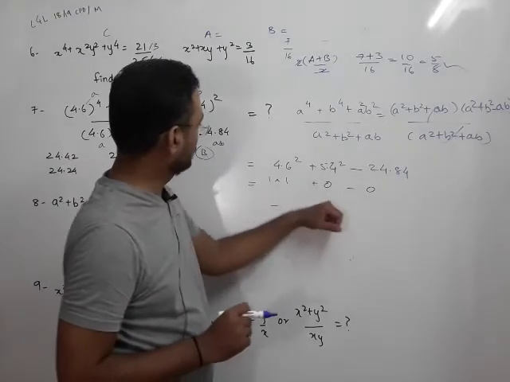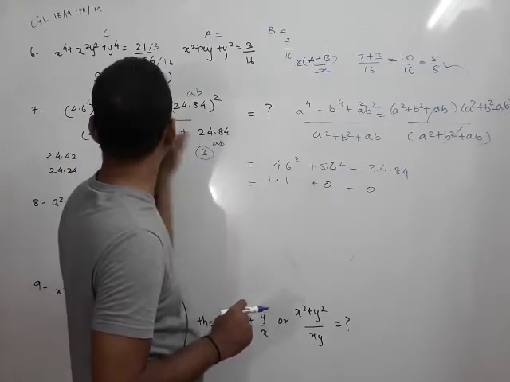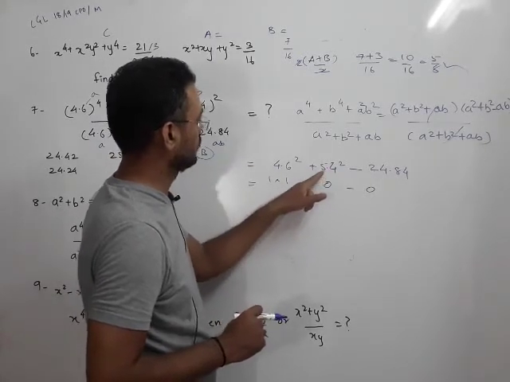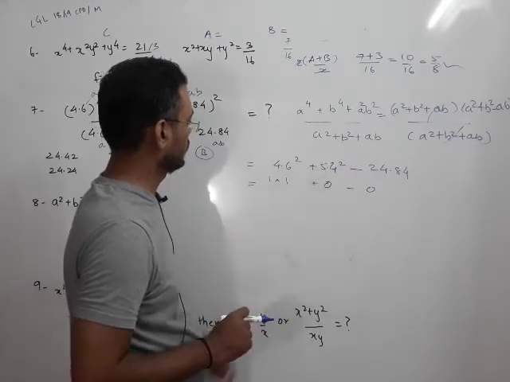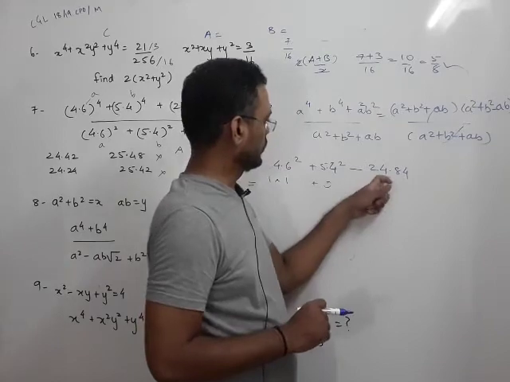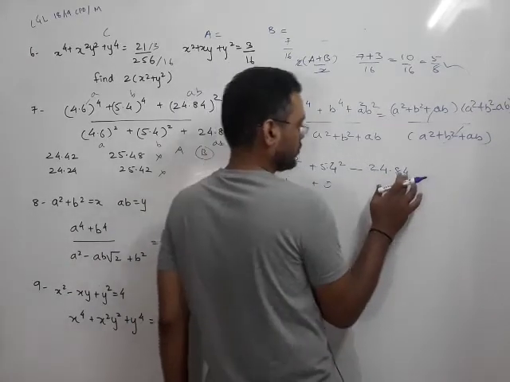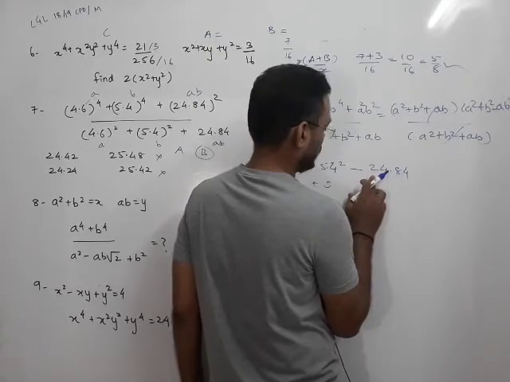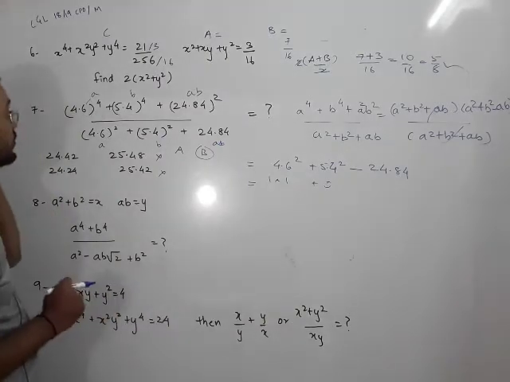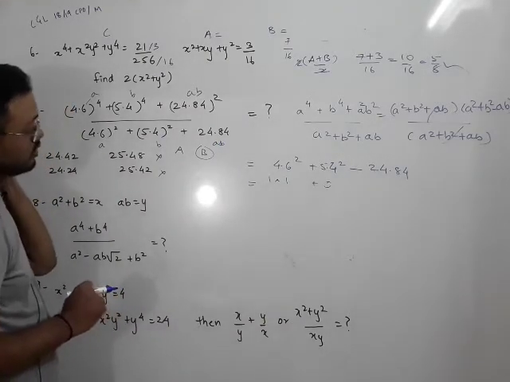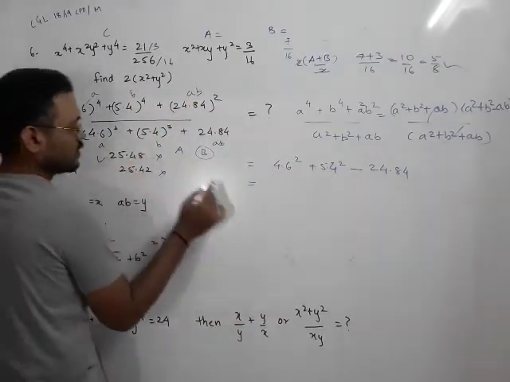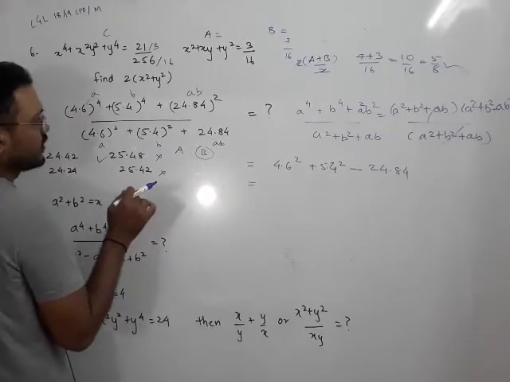Have we done any mistake here? A square plus b square, a square plus b square. 5 plus 4 is 9, 9 will be 24.84. Well, kindly do this manually, you will get the answer. I think the answer is this. Check with the digital sum if I have done any mistake anywhere.